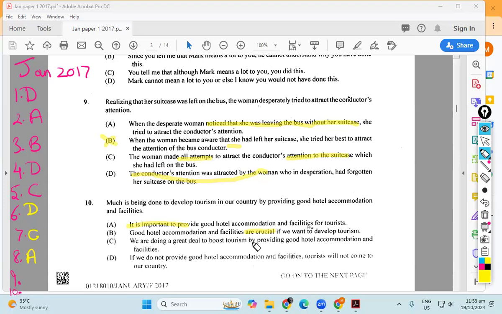We are doing a great deal to boost tourism. That seems we are doing is the same as much is being done. By providing good hotel accommodation and facilities. So that seems like it. If we do not provide good hotel accommodation and facilities, that is not what it says, right? It says we are doing it. Tourists will not come to our country. So, all right, 10 is actually C. So if you got C, give yourself a pat on the back.